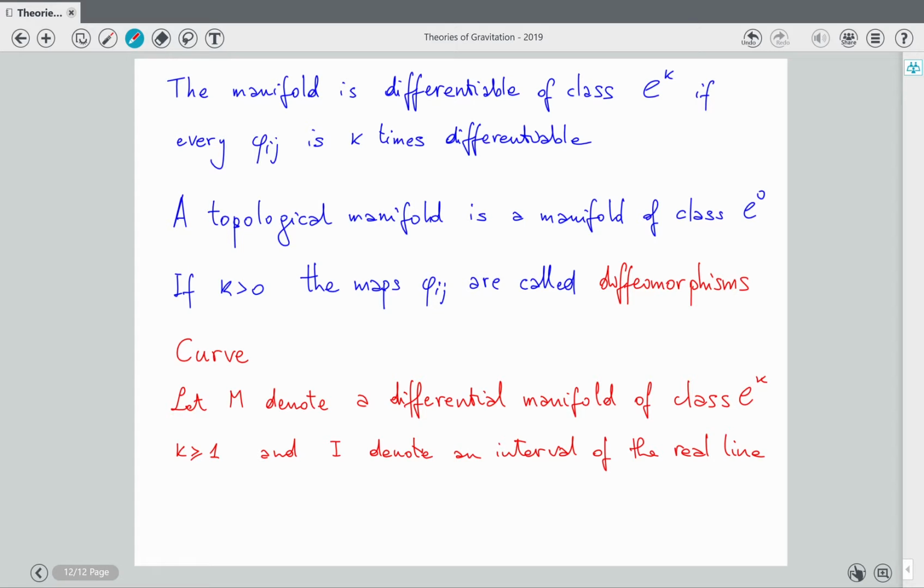A curve is a map gamma from I to M of class C to the K. What does that mean?